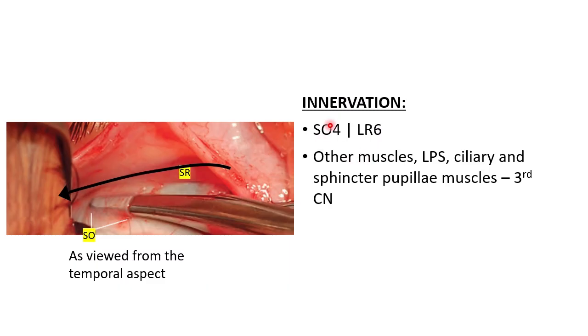Remember the innervation. This is the mnemonic for the innervation. SO4LR6, that is superior oblique is by the fourth nerve, lateral rectus is by the sixth nerve, and all the remaining ones are by the third cranial nerve.